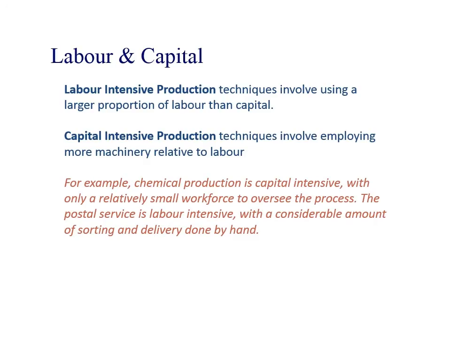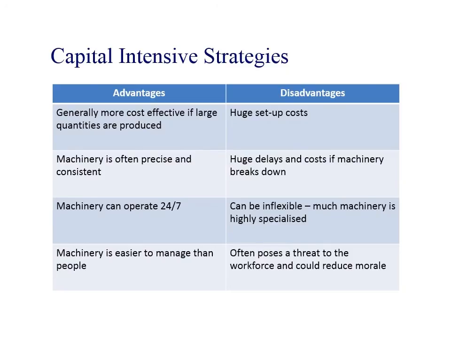So looking at labour and capital, labour-intensive production is where you're using a larger proportion of labour, so workers, than capital, whereas capital-intensive production is where you're using more capital than labour, so very much machinery and automation there. So the advantages of capital intensive are, if you're using continuous or flow production, it's usually quite cost effective because your costs of production are lower. Machinery can be precise and consistent, and it can operate 24/7. Usually more easy to manage than people, but it depends how tech savvy you are. However, it's going to be very, very expensive to set up.